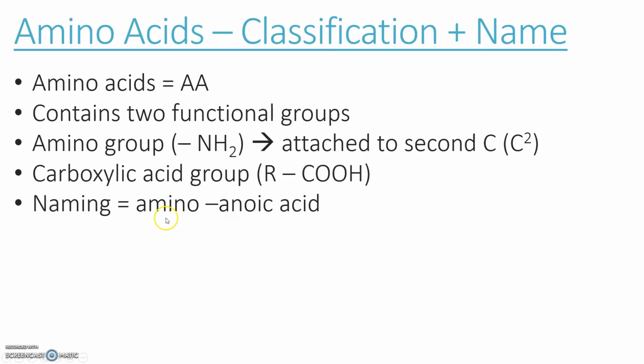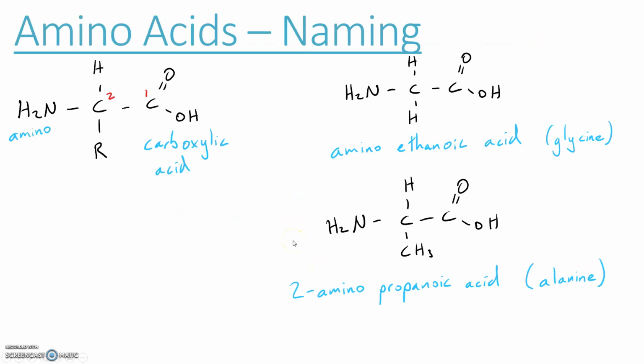The naming is amino something enoic acid. So, for example, this one here, amino ethanoic acid. So it's ethanoic acid with an amino group on the second carbon atom. This is the first carbon atom of the carboxyl group, and this is the second carbon atom. This is also known as glycine. Alanine is another one. So we've got 2-amino propanoic acid. Okay, propanoic acid we can see here. This is propanoic acid, and it's got an amino group on the second carbon. That's alanine.